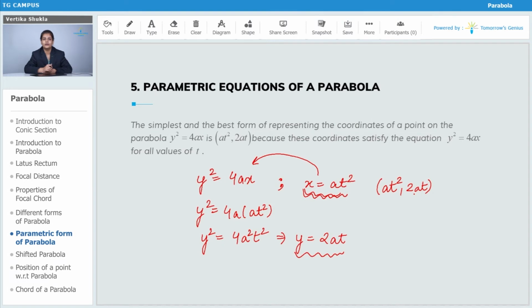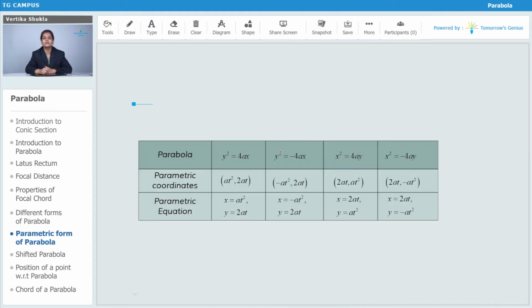Similarly, the other three parabolas that we can see over here are y square is equal to minus 4ax, x square is equal to 4ay, and x square is equal to minus 4ay. Now for y square is equal to minus 4ax, if I take square root on both sides, I have a minus sign over here. So I will get an imaginary number. So to make it real, what do we do? We take the value of x as minus at square.